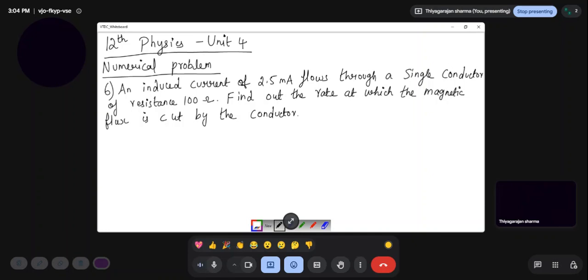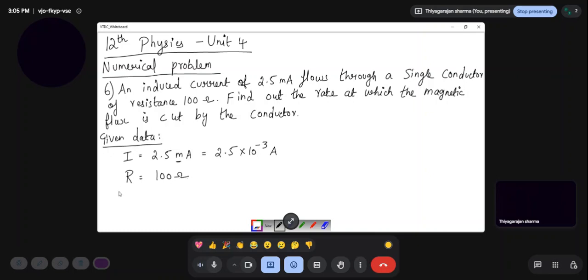So first you can write the data given. So given data. So an induced current of 2.5 milliampere. Therefore, capital letter I is equal to 2.5 milliampere. This milliampere can be converted into ampere. That means you have to multiply the given value by 10 power minus 3. Okay, so 2.5 into 10 to the power of minus 3 ampere flows through a single conductor of resistance value is given. So R is equal to 100 ohms.